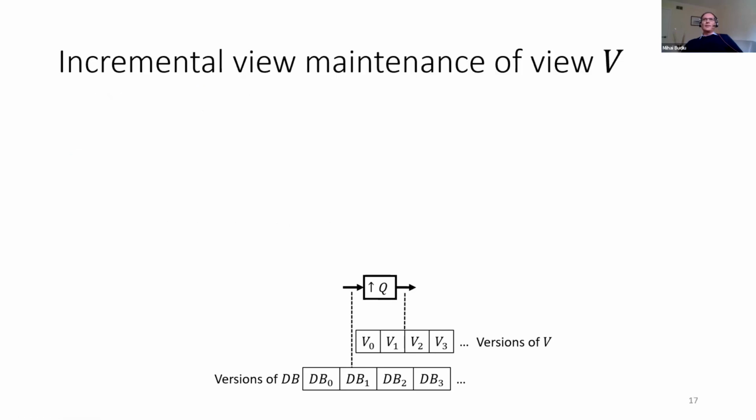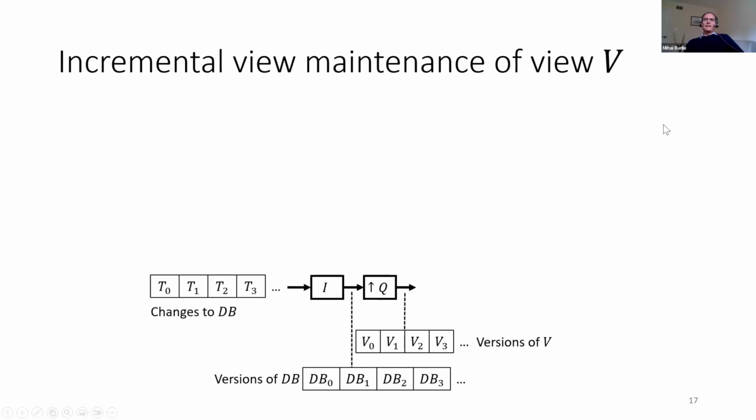Okay, and now I'm going to define for you what incremental view maintenance is. This is actually a new definition. It looks a lot like the old definition, but it differs in a very subtle way, which I'll point out. All right, so this is the same picture as before. You have a stream of databases, and you apply a function, a query, to each database version, you get a version of the view.